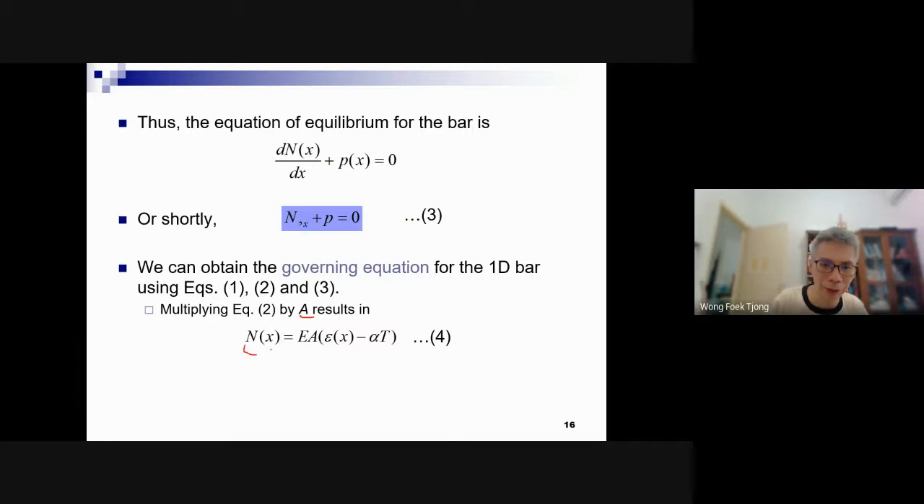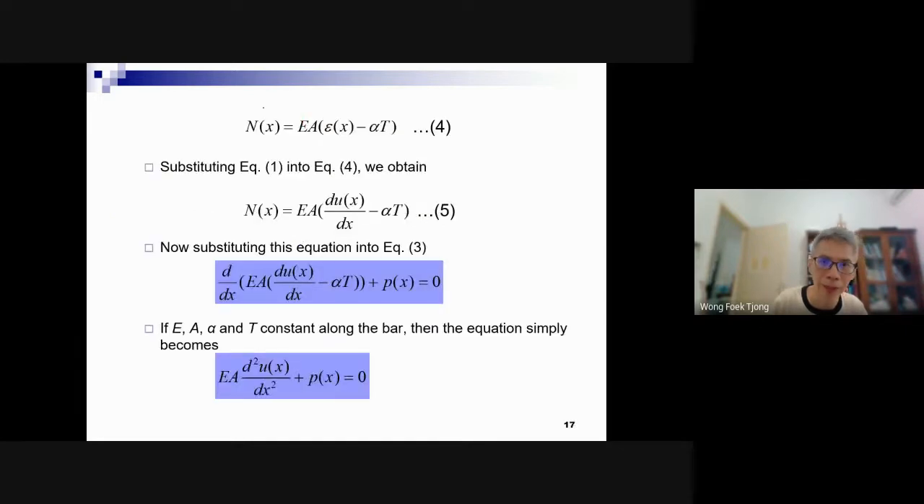Then we obtain the normal force. Next, we plug this normal force into this one. But what is epsilon? Epsilon is du/dx, right? After this, we plug it into the equilibrium equation, and then we get this. So this is the equation that combines all three. This is the complete equation because we combine all three basic equations.